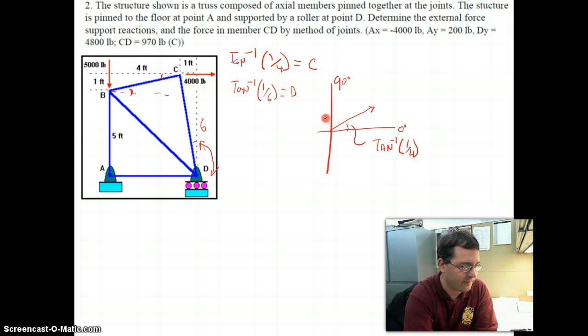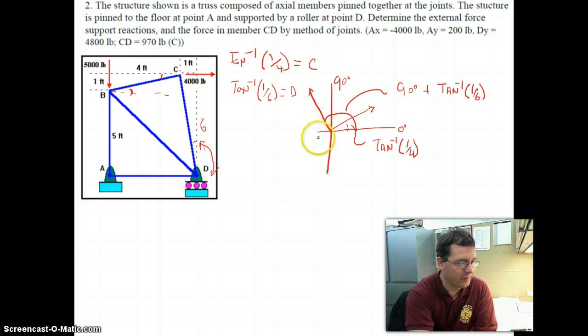Well, what's the angle of CD? If I slide CD here, the angle back to neutral, or back to 0, is 90 degrees plus the arctangent of 1/6. Now, if I want the included angle between the two of these, all I'm going to do is subtract those two values from each other. I'm going to take 90 degrees plus the arctangent of 1/6, minus the arctangent of 1/4, and that's going to tell me the angle between the two of these.